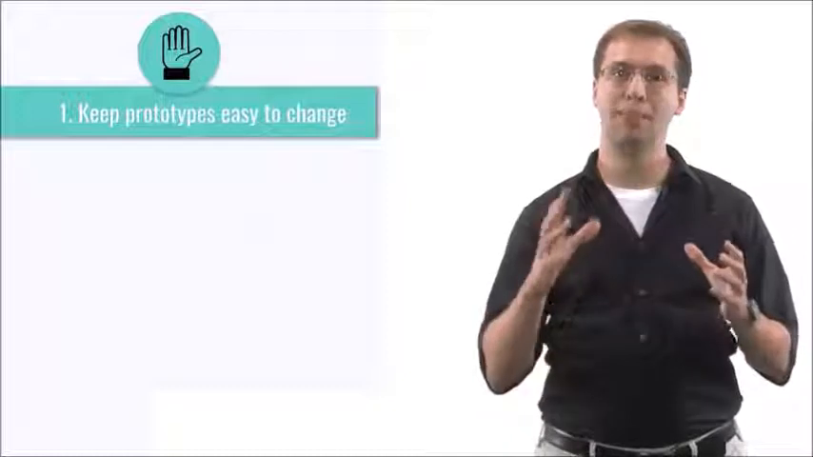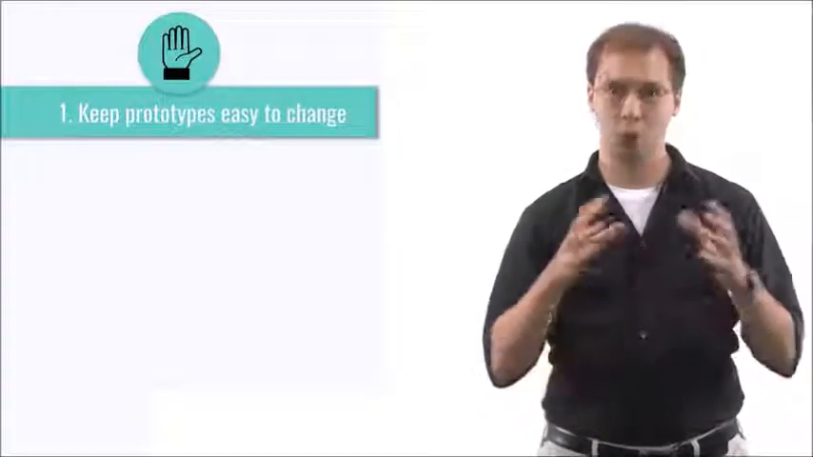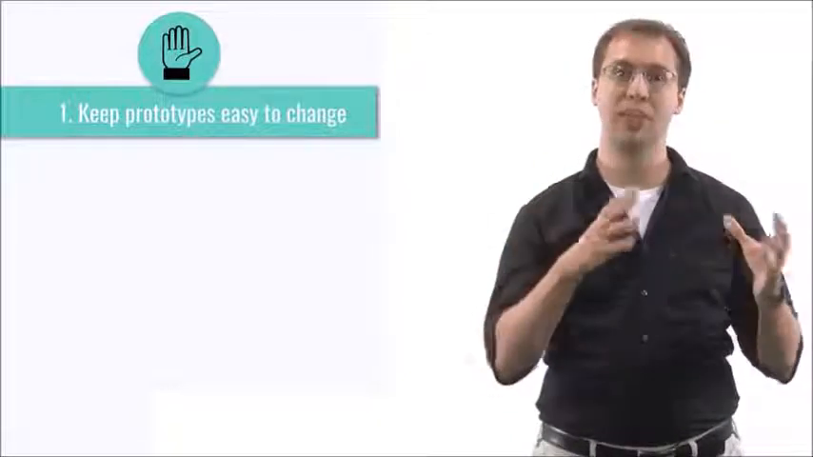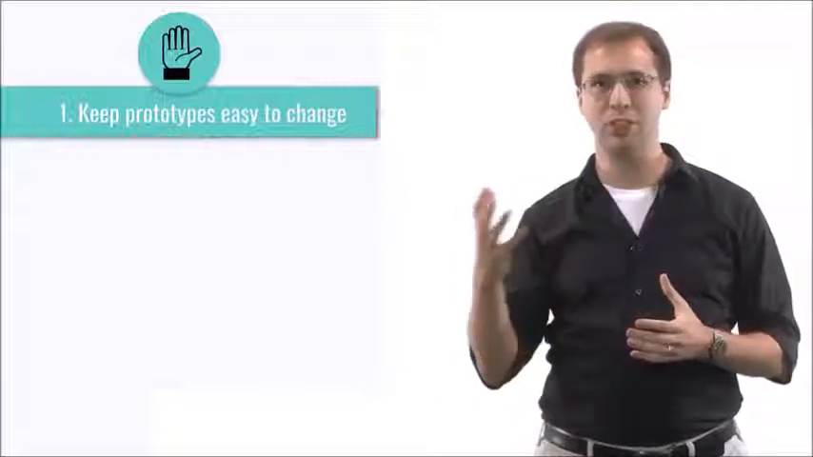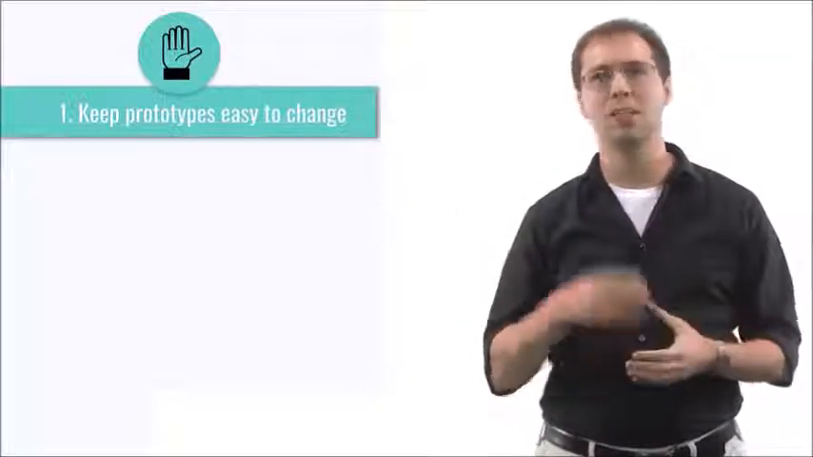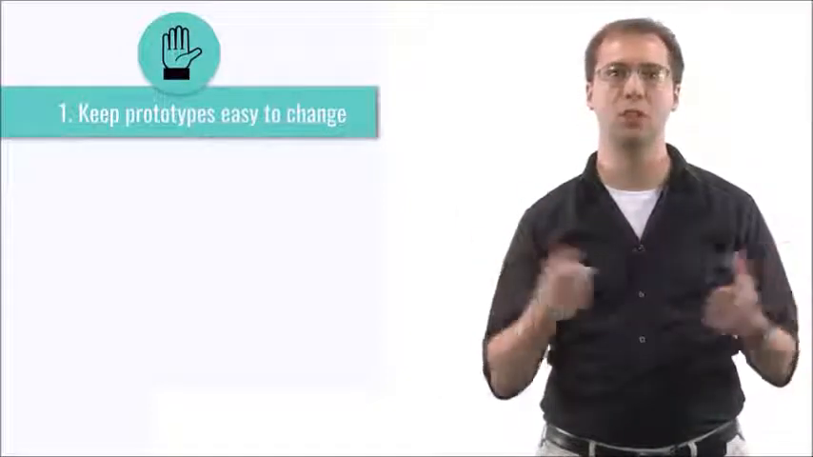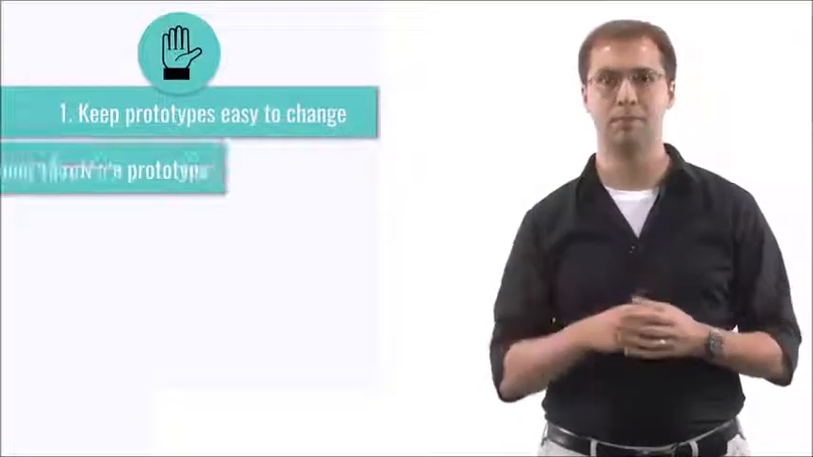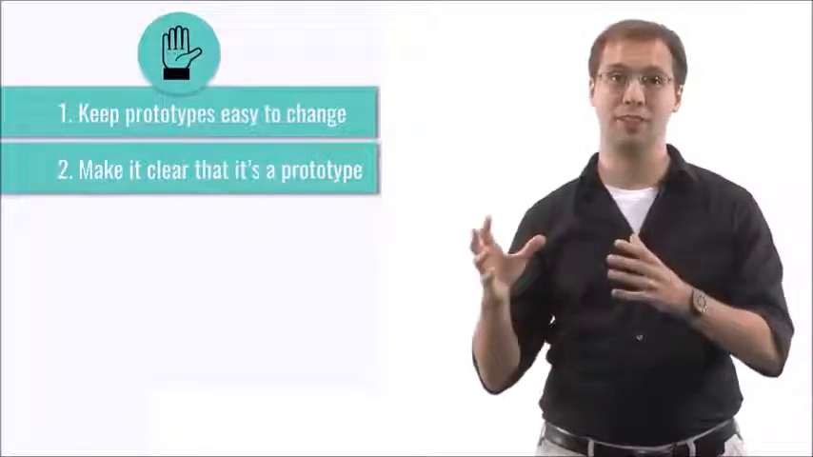Here are 5 quick tips for effective prototyping. Number 1, keep prototypes easy to change. Your goal here is to enable rapid revision and improvement. It's easy to make quick changes to something on paper, but it's harder to make it to code or physical prototypes. Number 2, make it clear that it's a prototype.